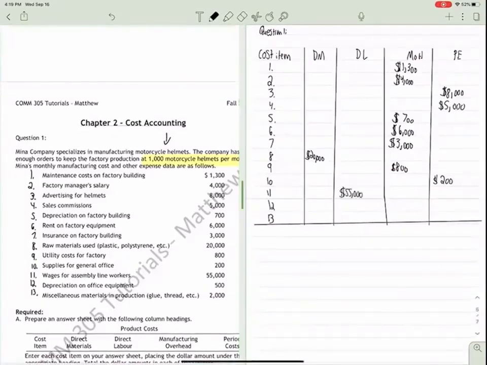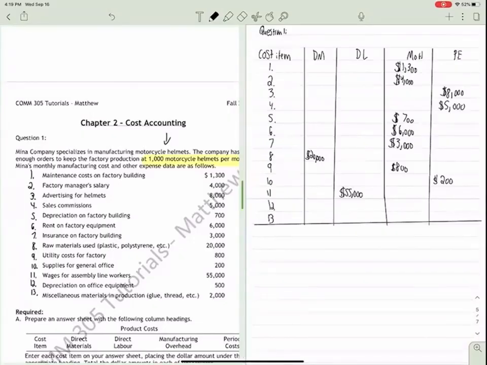Okay, 12, depreciation on office equipment. Is that a product cost or a period cost? So guys, I see a lot of period costs here. I even saw an MOH answer. It's okay. This is the place, like I always say in my tutorials last semester, if you watch the videos, you make the mistakes here, not on your exam. That's why I want you guys to answer.